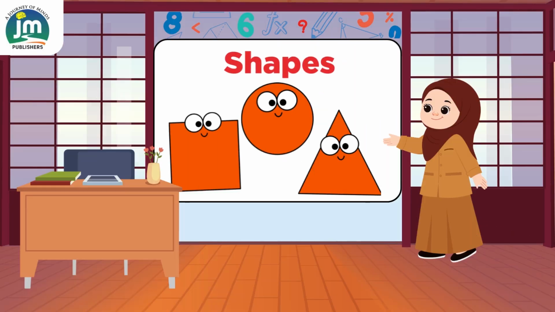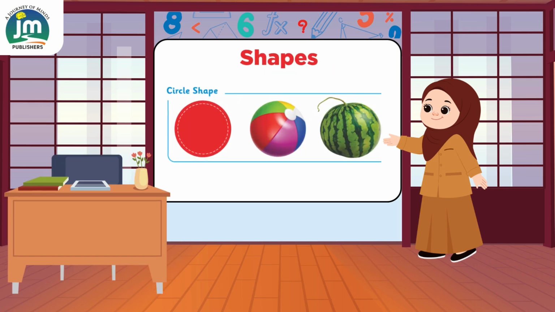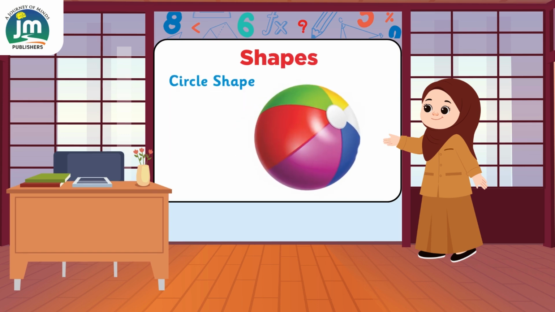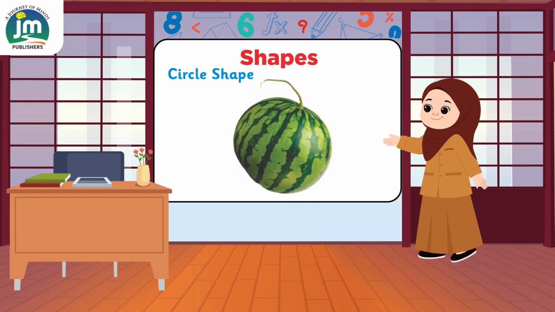Dear students, today we are going to learn about shapes. Let's say together, shapes. Look here, this is a circle shape. A circle is round, round, round. This one is a ball. A ball is a circle. A watermelon is a circle. Very good.